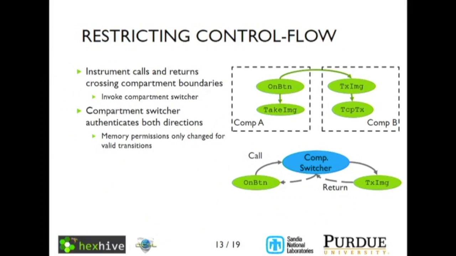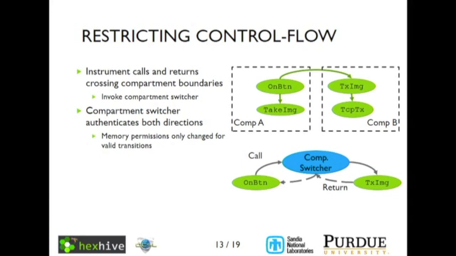So after determining how everything should be laid out in memory and the permissions for memory, we have to restrict the control flow. We do this using the compiler. We identify any function call that may traverse compartment boundaries and instrument those calls to invoke a compartment switcher. This compartment switcher executes with privileges, while the rest of the application executes without privileges. And the compartment switcher authenticates the transition in both ways.